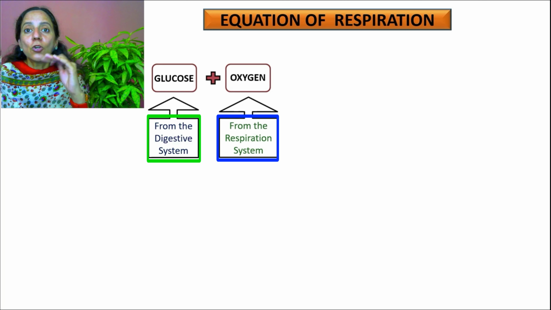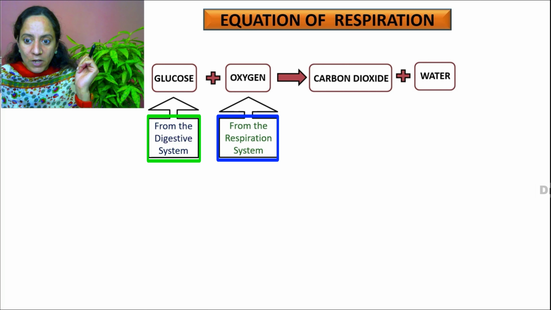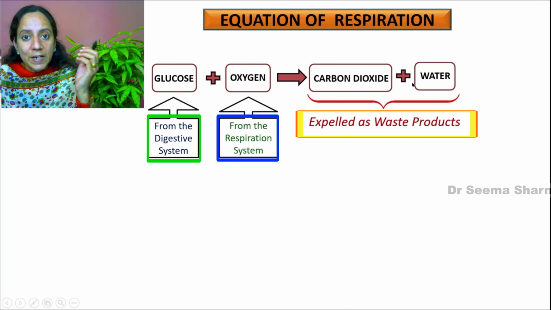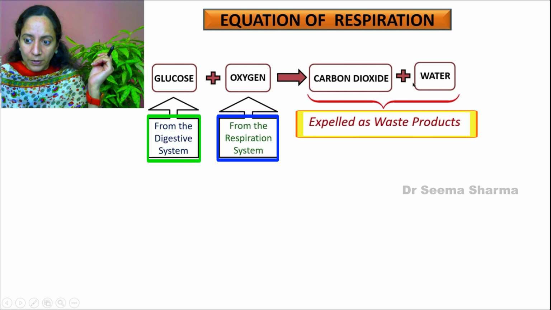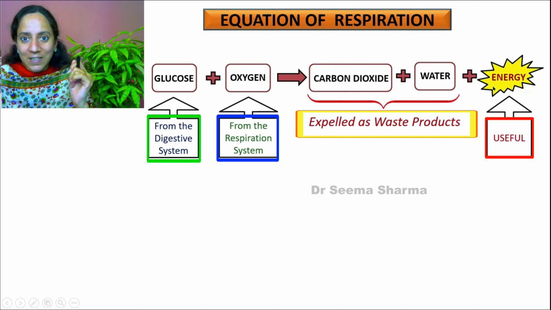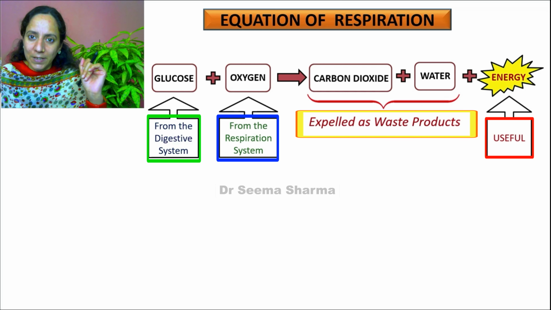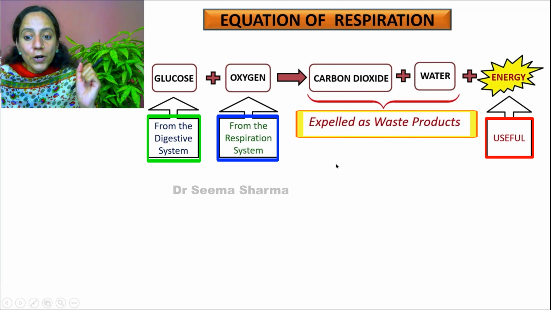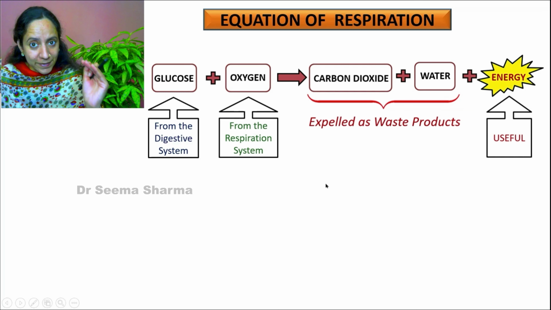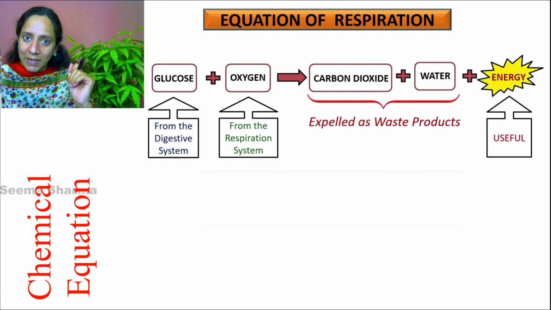So this oxygen oxidizes glucose and there is formation of 2 waste products, carbon dioxide and water. When we breathe out, carbon dioxide and water are expelled out from the body. And in addition to this, there is production of energy. This energy is utilized by the organism to carry out its basic activities. So this is the word equation of respiration. Now we can further simplify it and represent it with the help of certain chemical formulas, and that is called chemical equation.